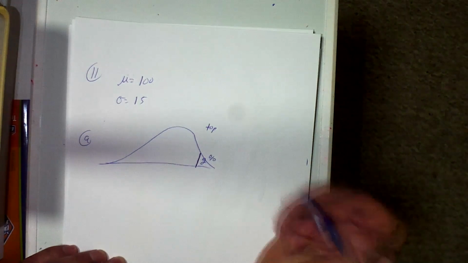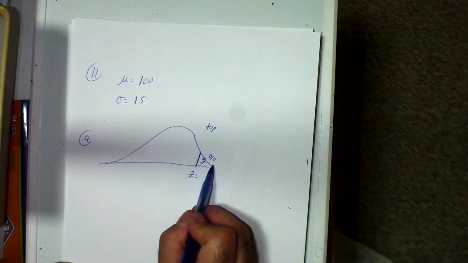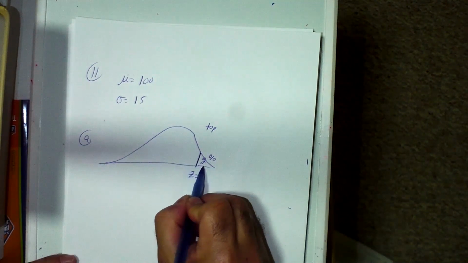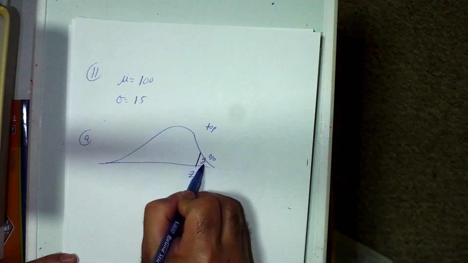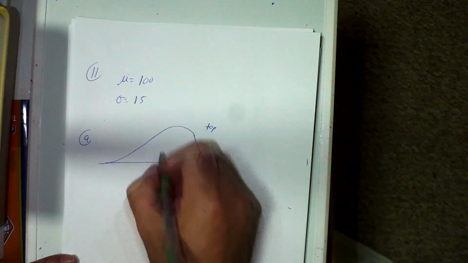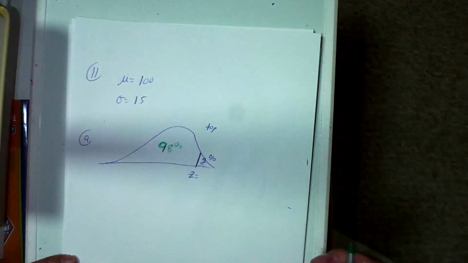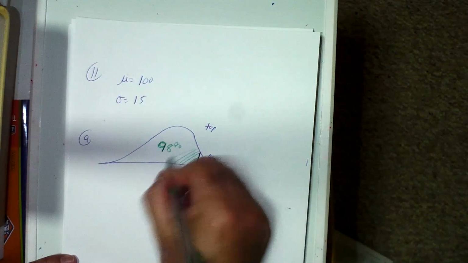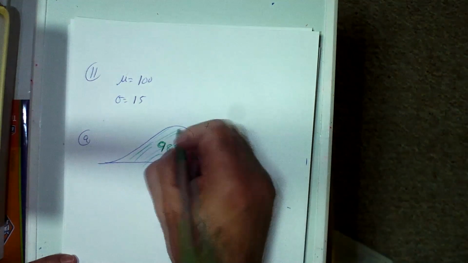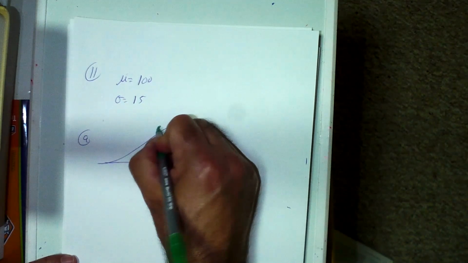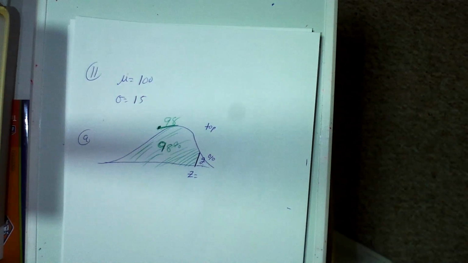But this is what we need. We need to find my Z. So I can't put 2% in StatDisk to find my Z. I need the left side. So if this is 2%, what's this side? Both of them have to equal 100%. So if this is 2%, that must mean this is 98%. And that's the number we're going to enter in StatDisk. So I have to change 98 to a decimal, 0.98. You're going to enter that and find the Z for it.